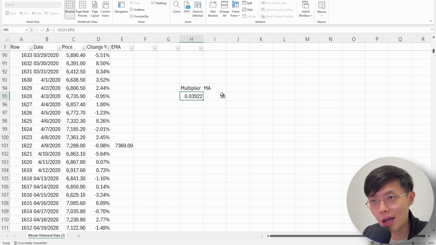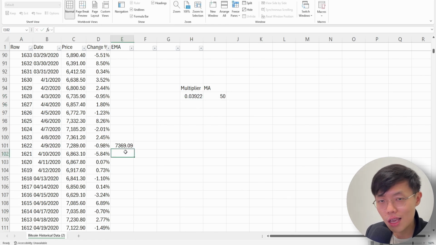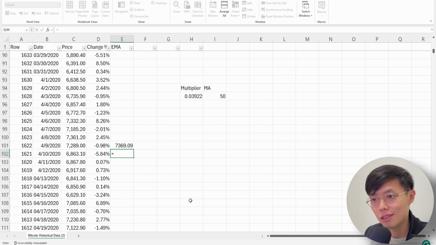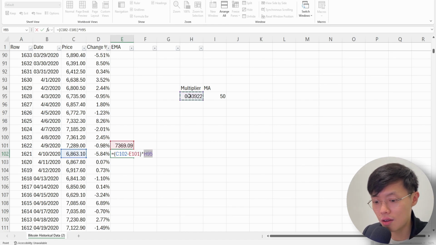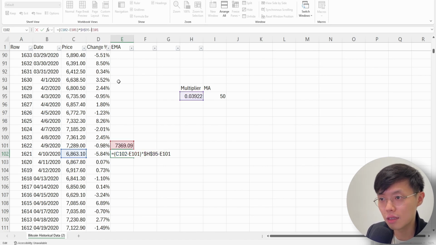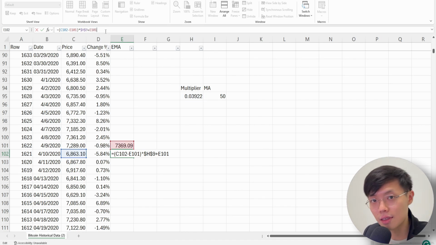So this is my multiplier value. The EMA formula is very easy. We're going to use exactly this: close price minus the previous EMA, times the multiplier, which is this cell, which I want to lock, and then plus the previous EMA, which in this case is the MA, because we don't have a previous EMA.